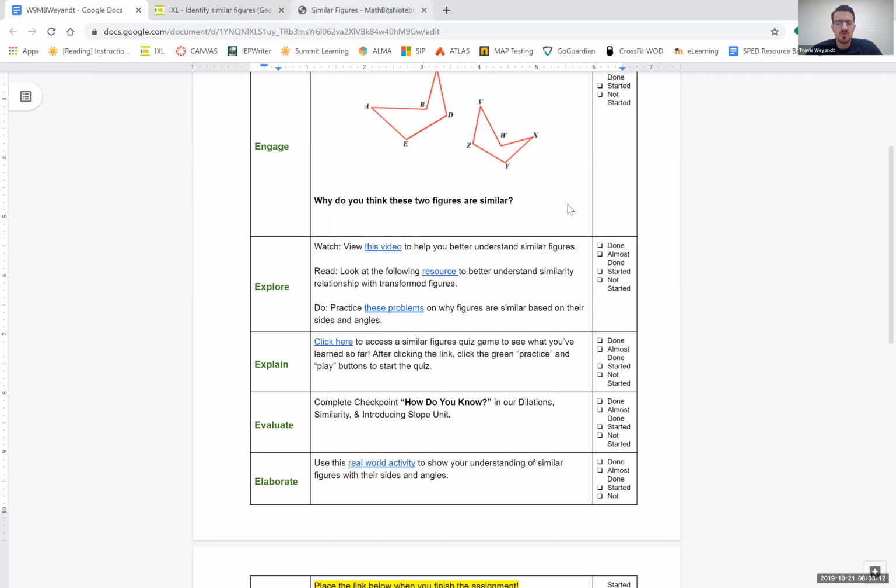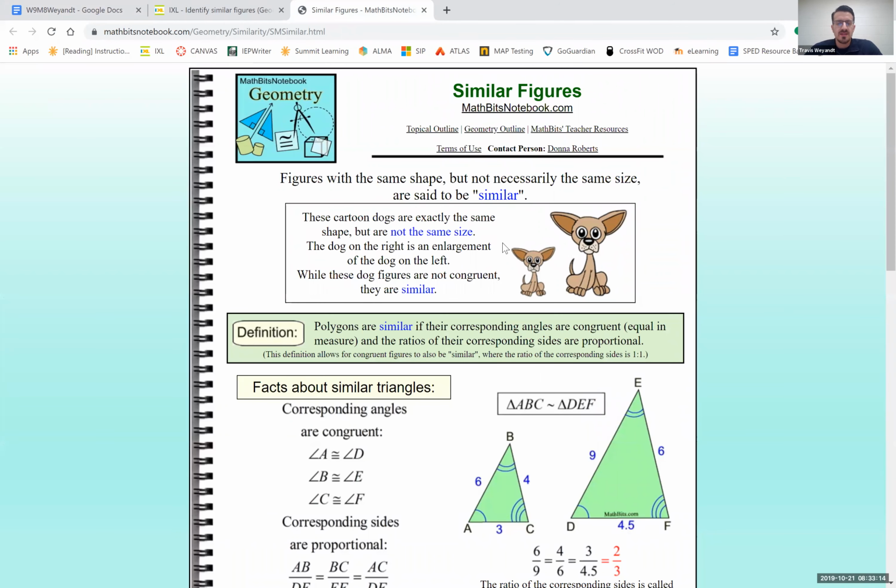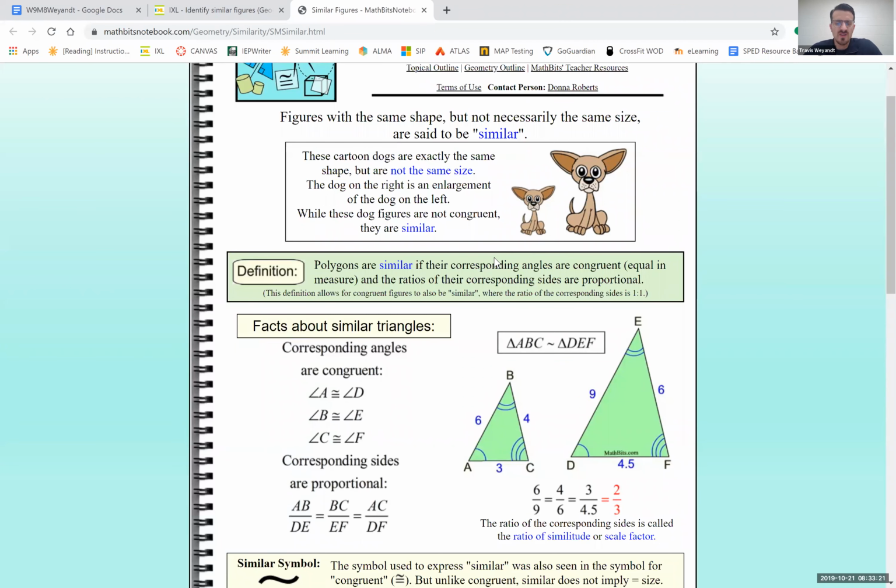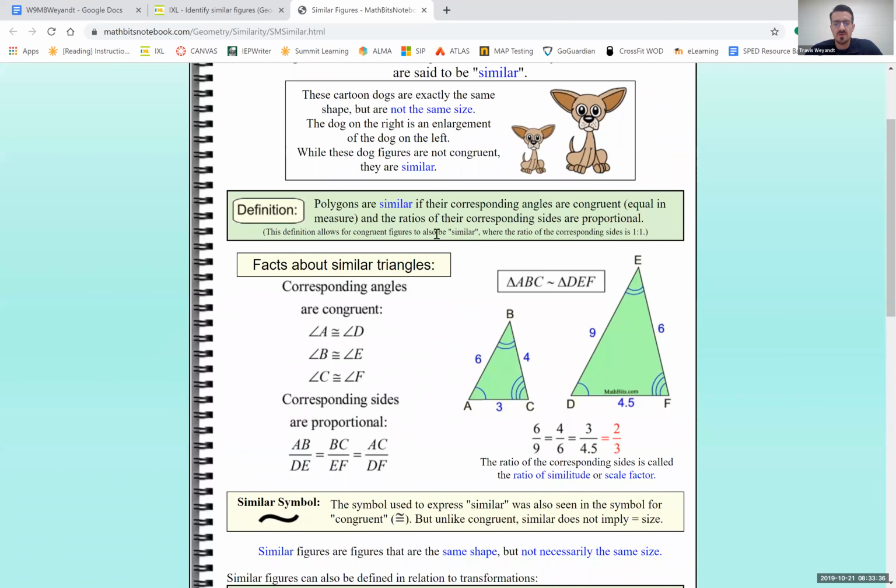If I go to this page here, it says that figures of the same shape but not necessarily the same size are said to be similar. If I look at these two cartoon dogs, they're the same shape but not the same size. The dog on the right is an enlargement, and we talked about dilation last week. They are similar figures. We say that polygons are similar if their corresponding angles are congruent and the ratios of their corresponding sides are proportional.